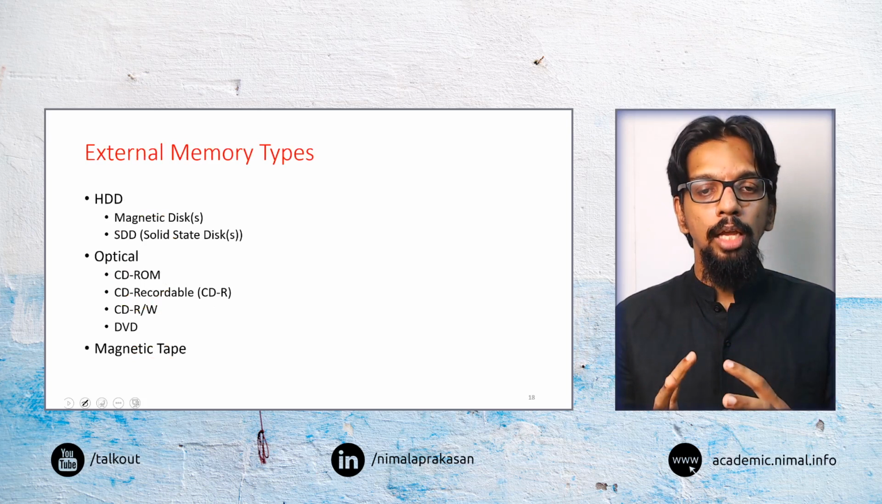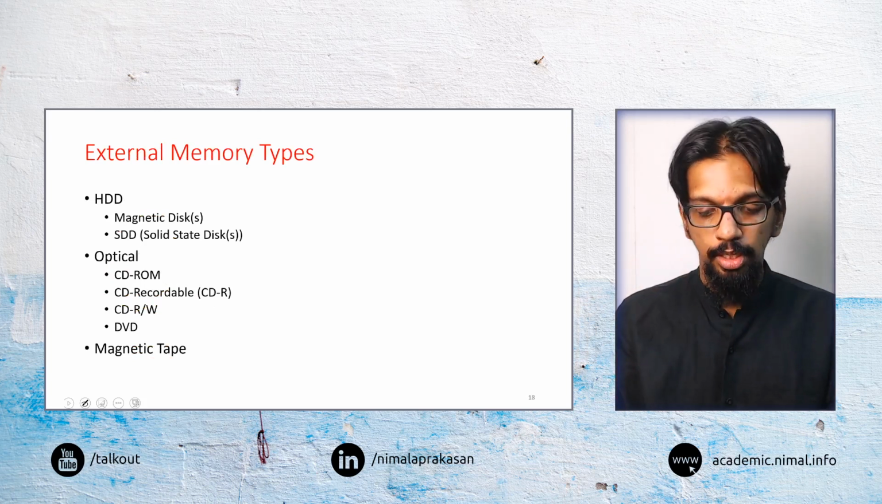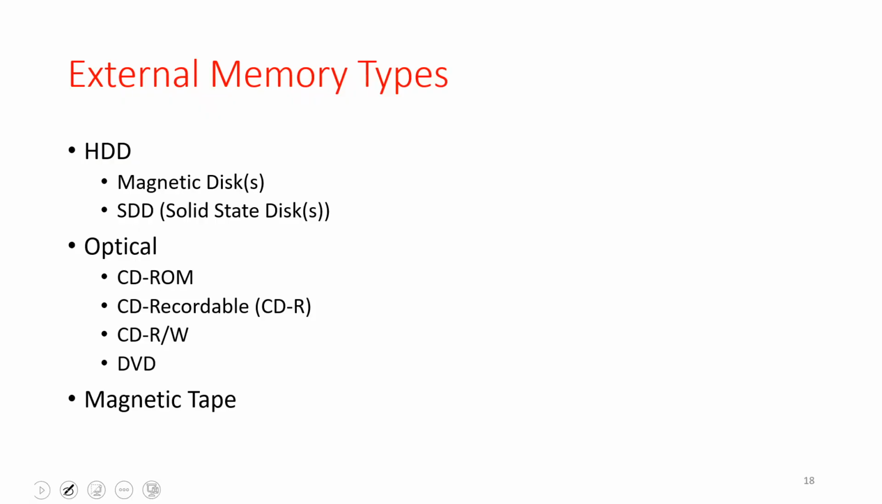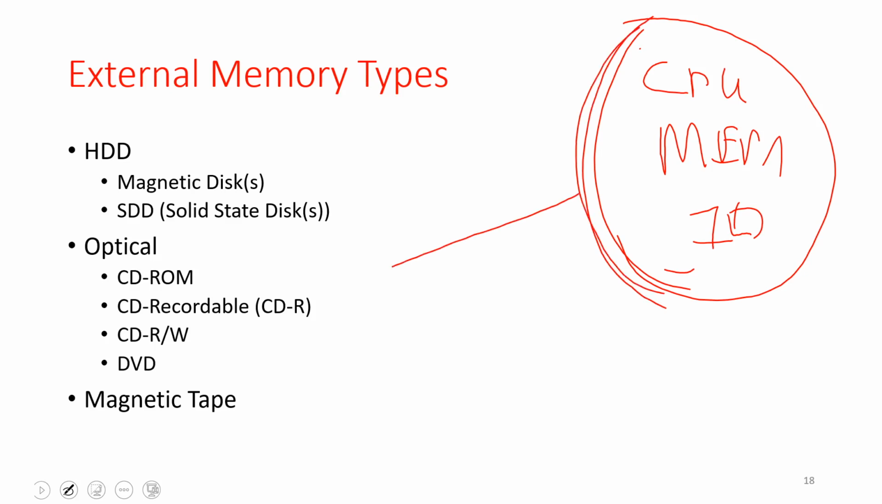And the last category of memories that we can look at is external memory types. When we say external memory types, we are talking about external to the CPU, the memory and IO. We take these as internal components of the computer, and anything external to this we will call external memory types.